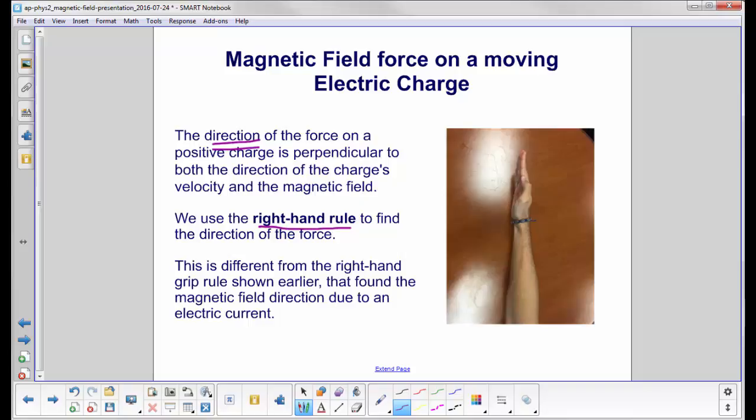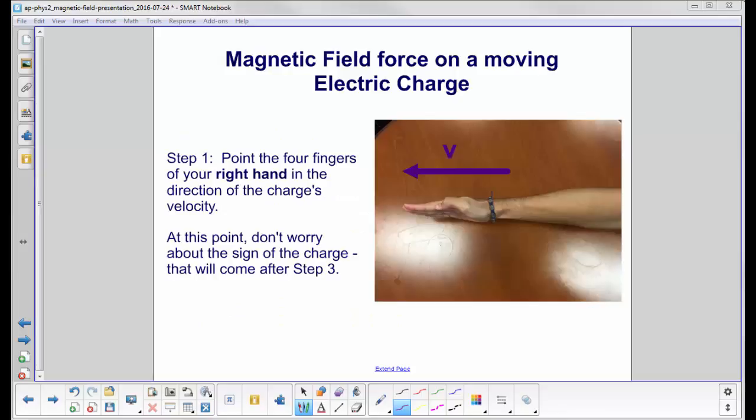Now, this is different from the right-hand grip rule that we showed earlier. That found the magnetic field direction due to an electric current. This is a little bit different. Step 1. Point the four fingers of your right hand, make sure you use your right hand, in the direction of the charge's velocity. At this point, don't worry whether it's a positive or negative charge. That'll come after step 3.